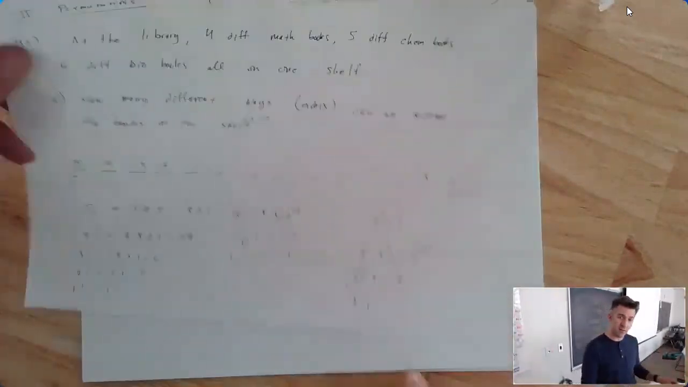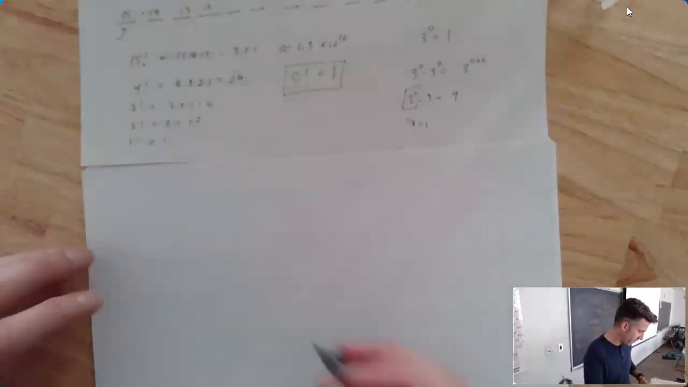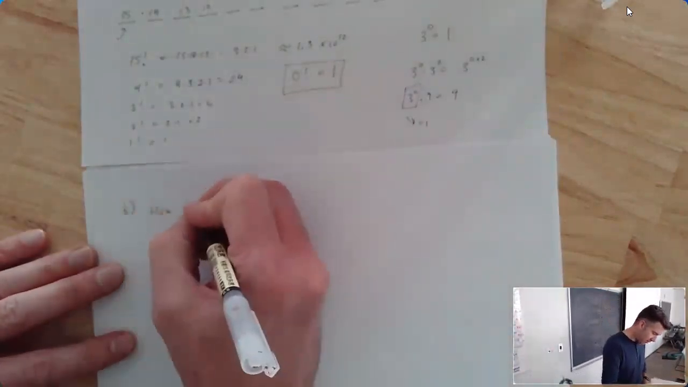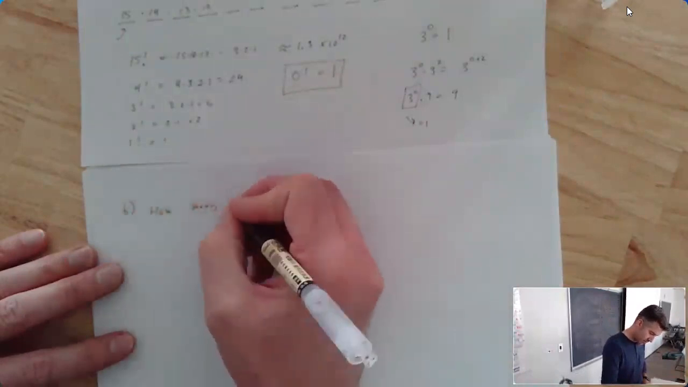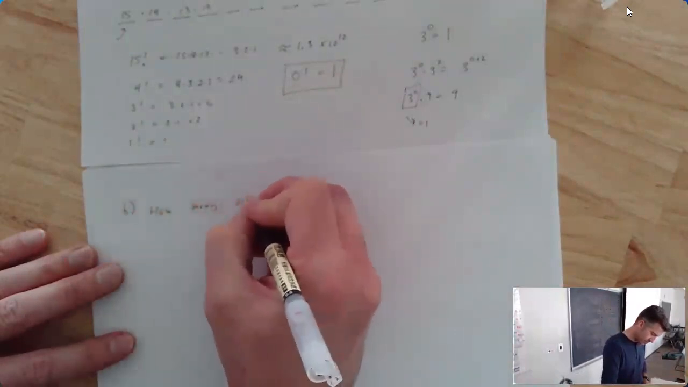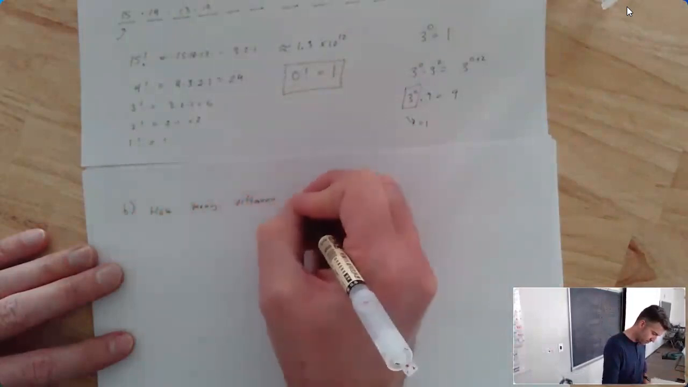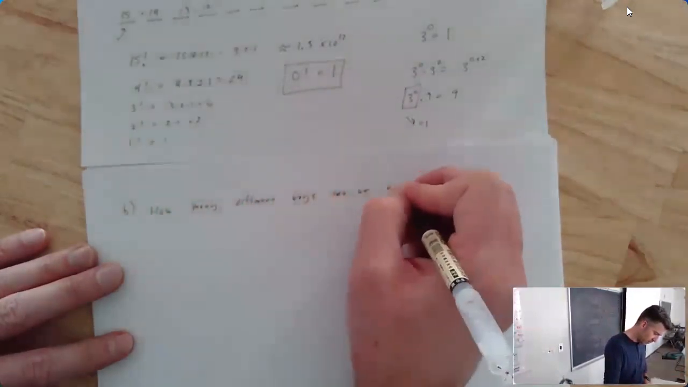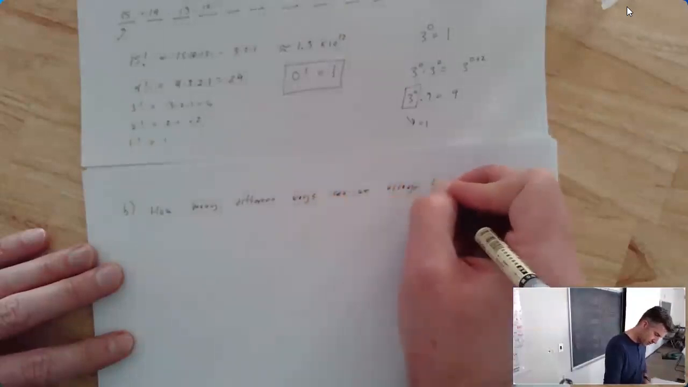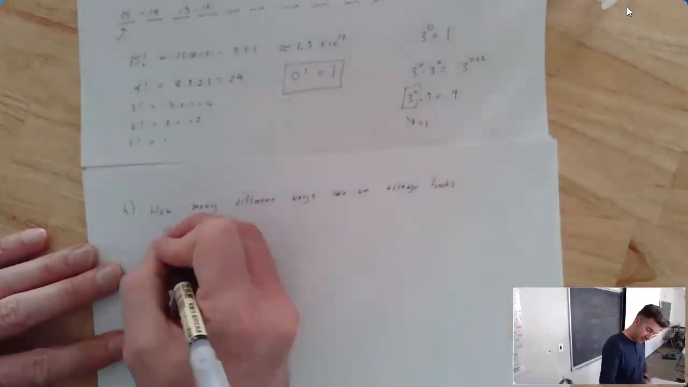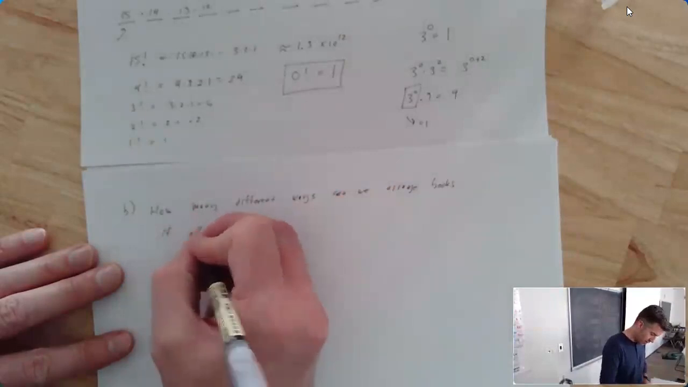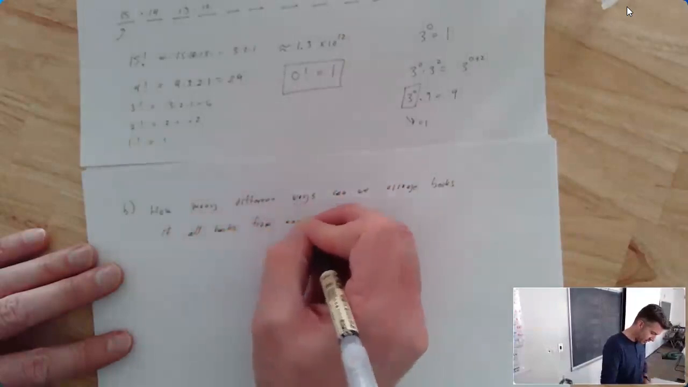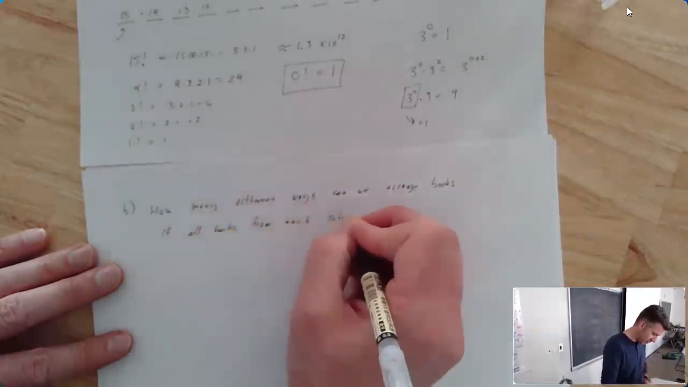Let's look at the second question for this one. What if we want to follow up with how many different ways can we arrange the books if all the books from each specific subject have to be next to each other?